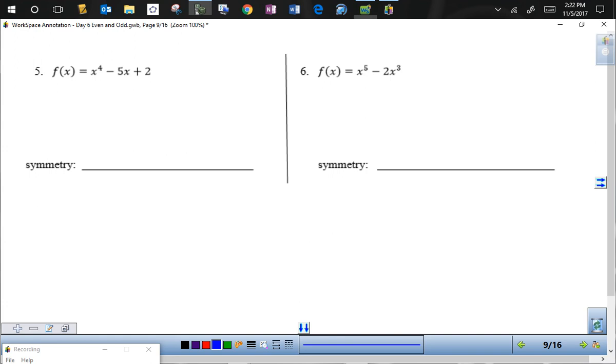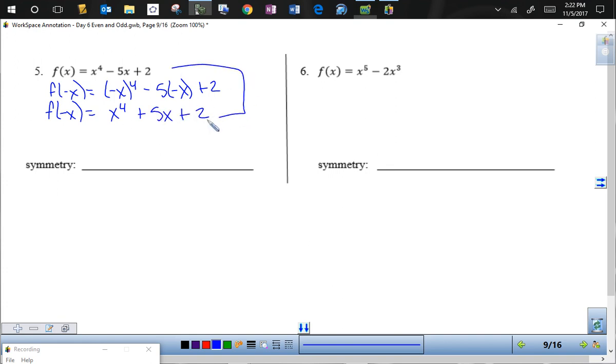Alright, looking at the next one, we've got x to the fourth minus 5x plus 2. We are going to plug in f of negative x, just like we have on all of the other ones. These parentheses are very important. They tell us about what our sign ends up looking like. So if I simplify here, positive power, or an even power, so it's positive. Here we've got a negative times a negative, so plus 5x, and drag down that plus 2. Comparing that, we notice that they are not equal, so that means not even.